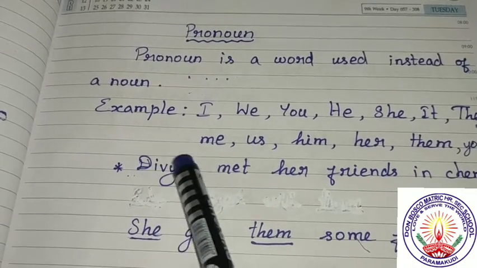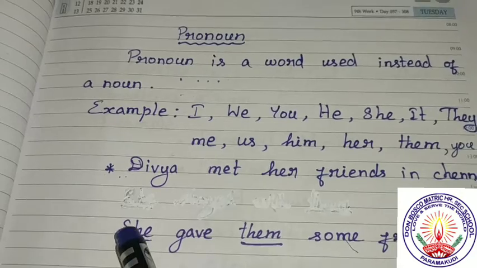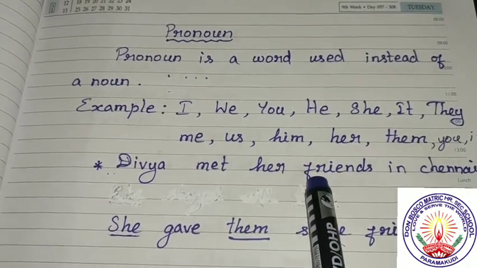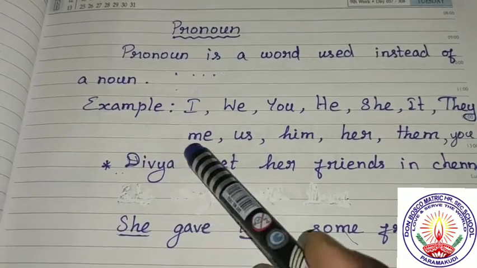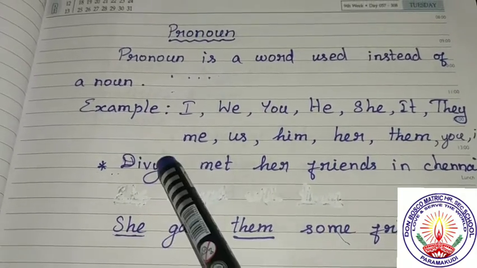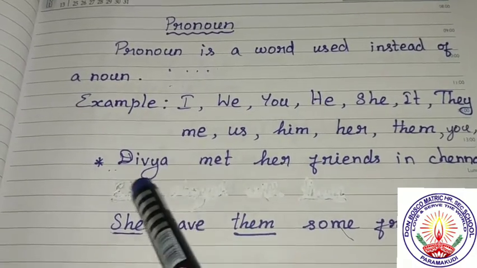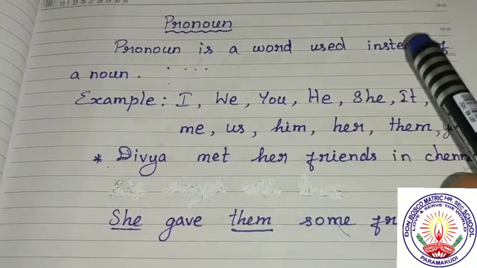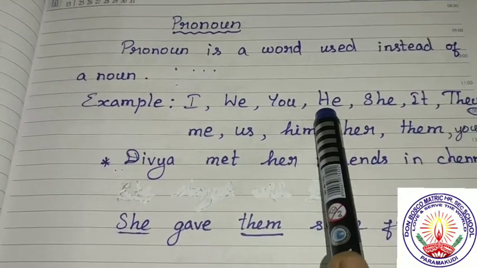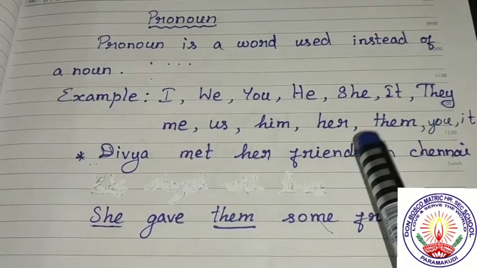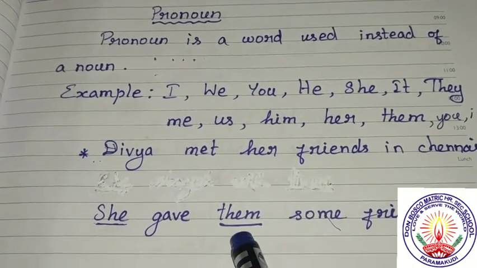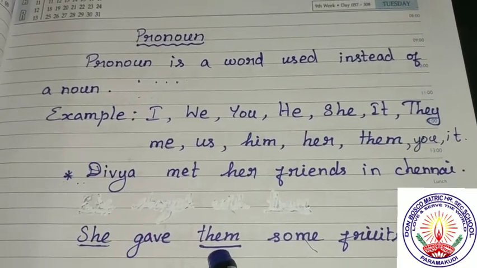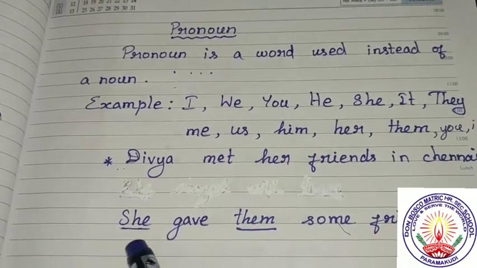For example, here instead of Divya we use she. She gave them some fruits. Here them refers to the friends. We need not write friends again repeatedly in the next sentence, and we need not write Divya. Instead of Divya we can use she, and instead of any boy's name we can use he. Friends is plural, so instead of friends we use the pronoun them.